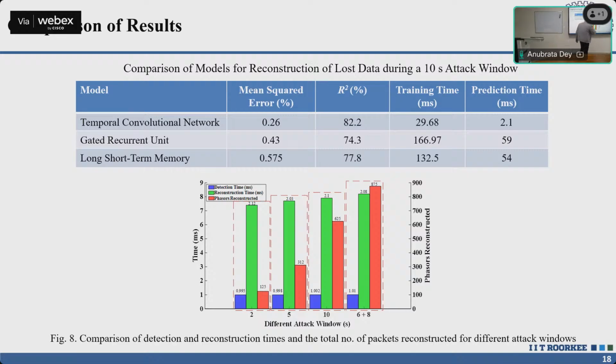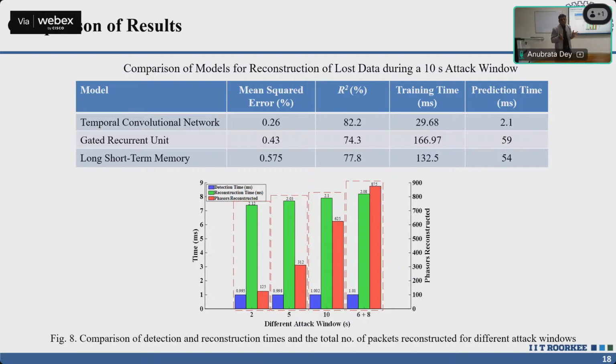For example, the last one you can see where we have reconstructed 625 phasors, where for a 10-second period the data was not available. The purpose of showing this bar chart is that if you add this detection time and reconstruction time, that is the blue bar and the green bar, then even though the number of phasors you need to consider goes from 125, 312, 625, 875, if you add blue and green, that remains well within, let's say, one cycle, right? 16.6 milliseconds, it is lower than that.